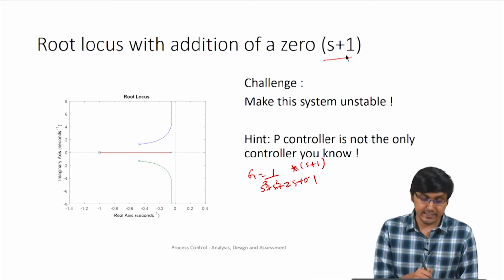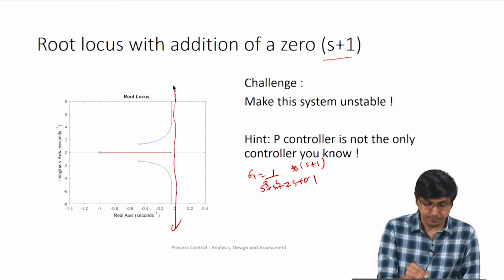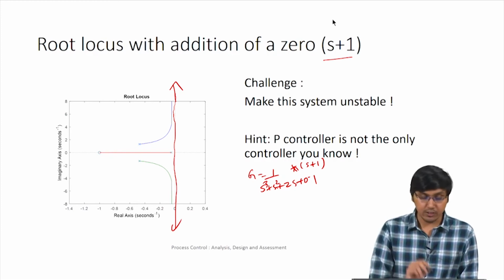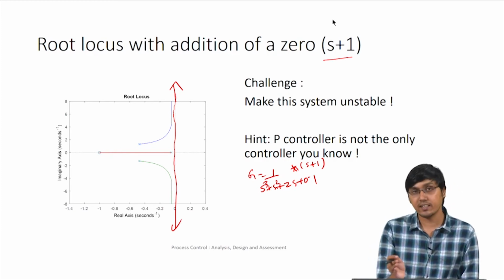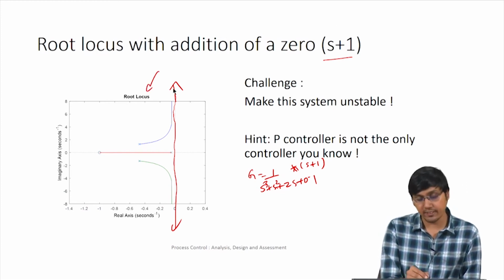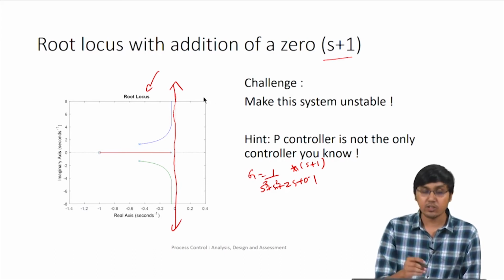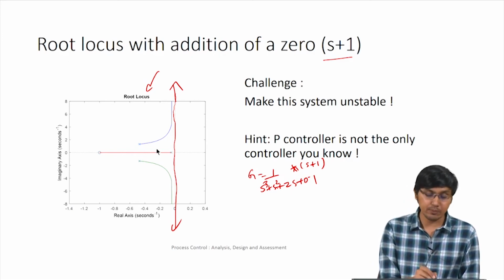So, now something interesting happens. This is the imaginary axis. If I multiply by a zero, this root locus gets shifted towards the left. Now you can see that there are no poles on the right hand side of the S plane. So, whatever gain value you increase, this particular system is not going to go unstable.